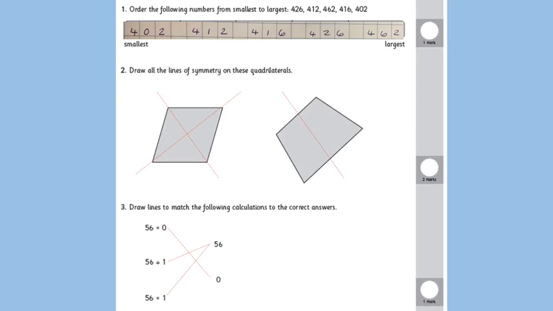Okay, and then the last question, number 3, draw lines to match the following calculations to the correct answers. 56 multiplied by 0 is 0, 56 divided by 1 is 56, and 56 multiplied by 1 is also 56.